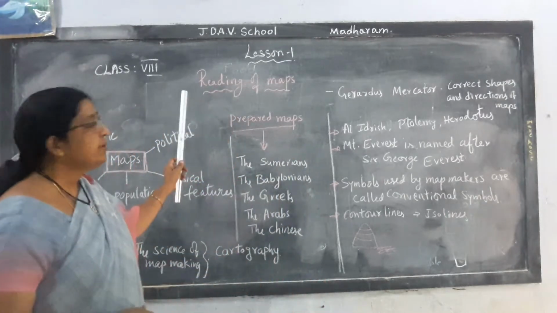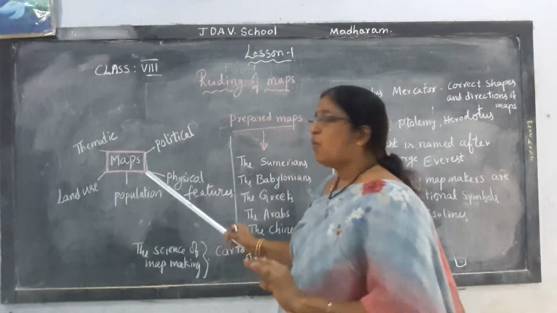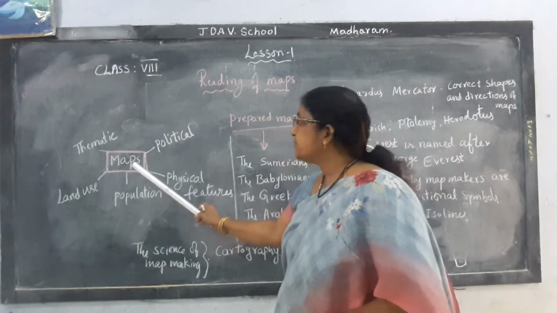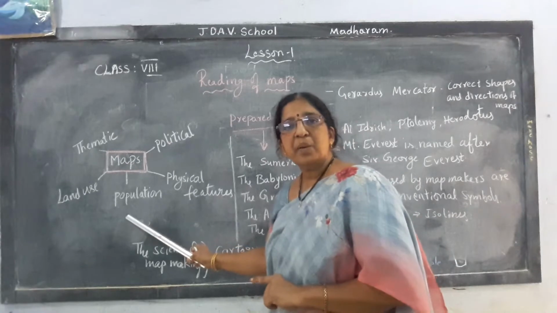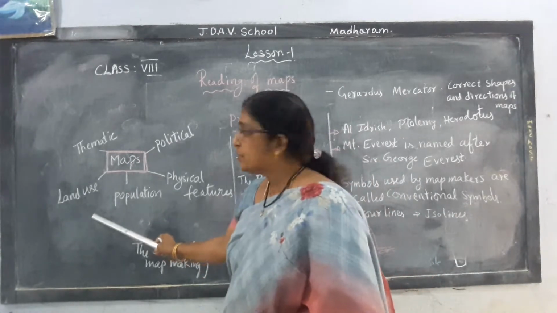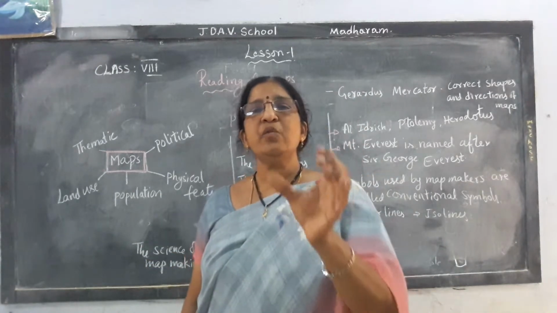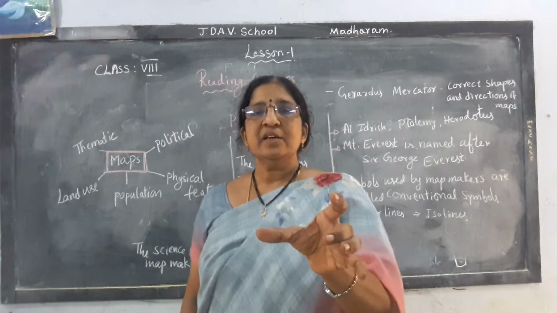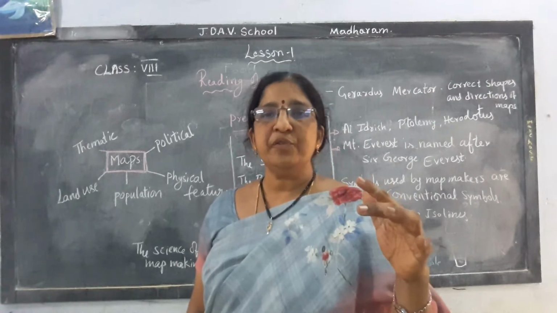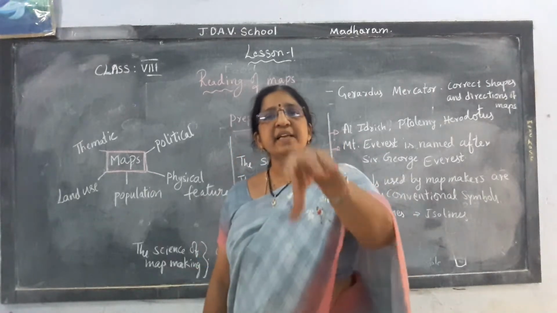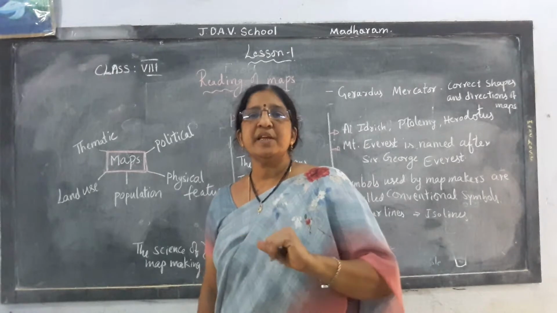Today we are going to learn about the reading of maps. In the mind map, if you see the lesson overall, these are the important themes we will discuss. First the political maps and the physical features, next the population, maps useful for land use, and thematic maps. What are thematic maps? Thematic maps show only one aspect, one theme. Political maps give the political features of all the countries. And physical features show where mountains are located, and rivers, from which direction to which direction they go.